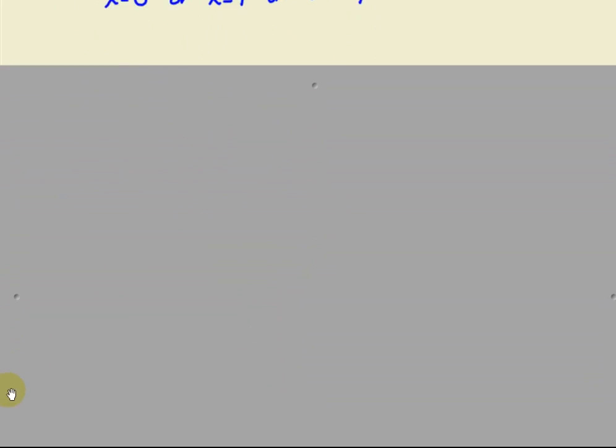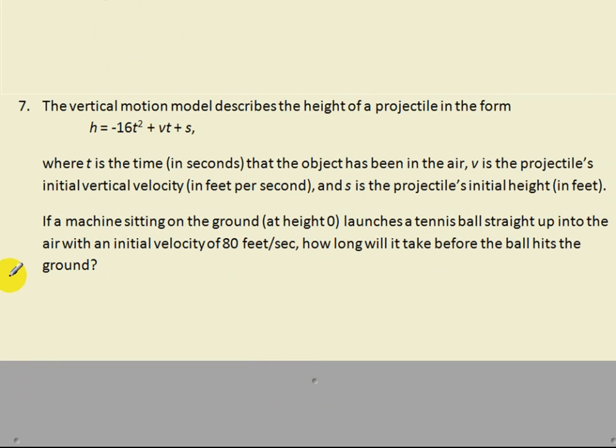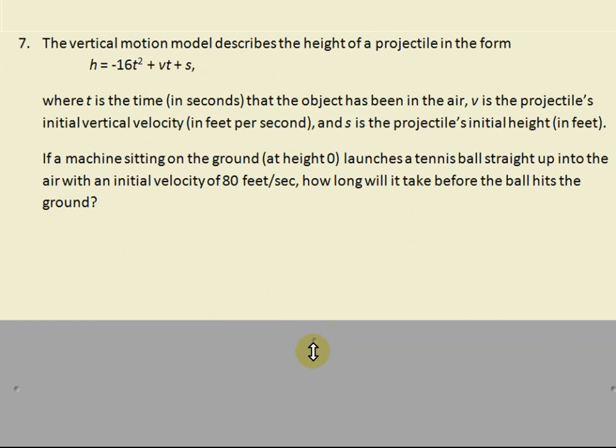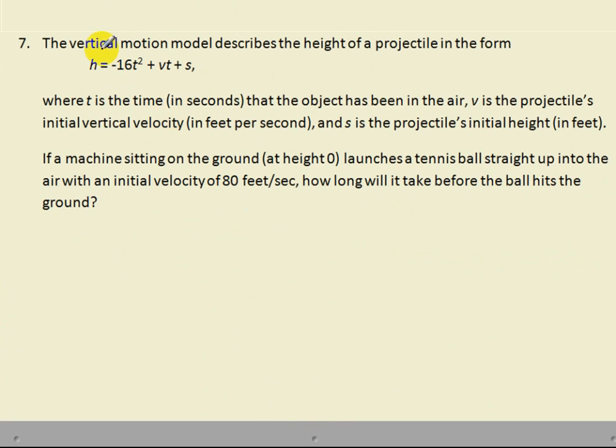All right, and finally number 7, we get a word problem. So you might have run across this in a physics class before. If not yet, hopefully you will in the future. The vertical motion model describes the height of a projectile in the form h equals negative 16t squared plus vt plus s. And what do all these variables represent? Well, h is the height at any given moment, t is the time in seconds that the object has been in the air, v is the projectile's initial vertical velocity, and the units here are feet per second, s is the projectile's initial height, where did it start height-wise, and the units are feet.